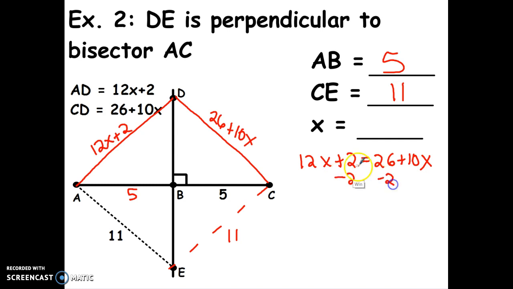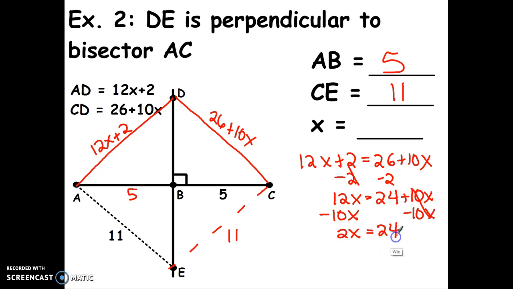Subtract 2 on both sides. 12X equals 24 plus 10X. Subtract 10X on both sides. 12X minus 10X equals 2X. And finally, divide by 2. So X equals 12.